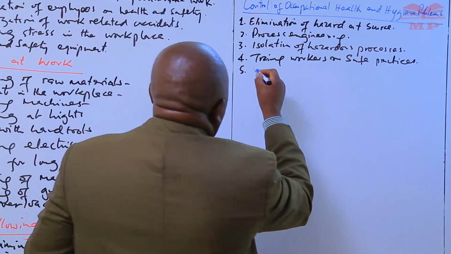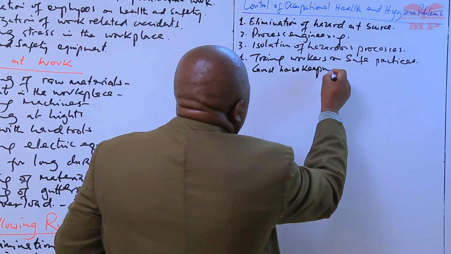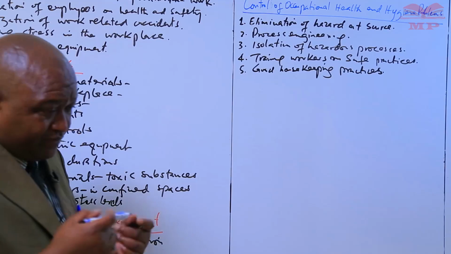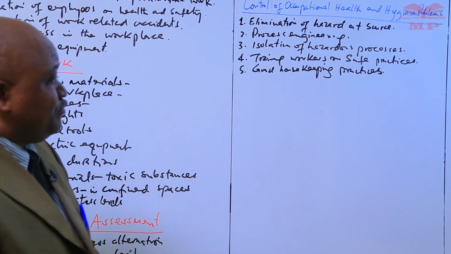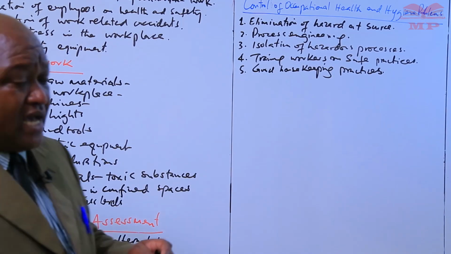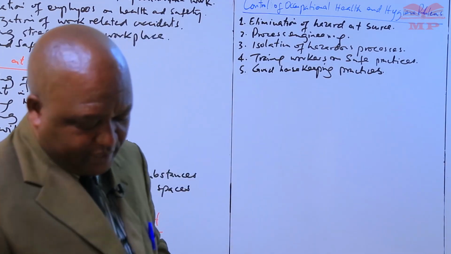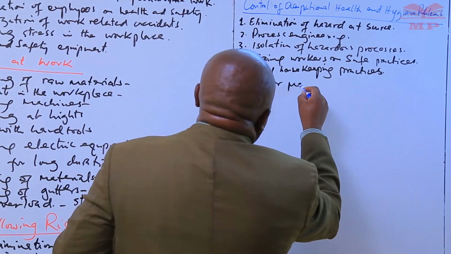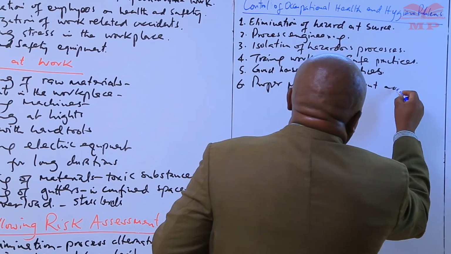Then you also have what you call good housekeeping practices. So what do we mean by this? What we mean by this, dear learner, is that in terms of spillages within the work environment, those ones should be cleaned as the work continues to ensure that the work environment is clean at all times. There are no spillages to be able to create problems. Then you also have proper maintenance of plant and equipment.